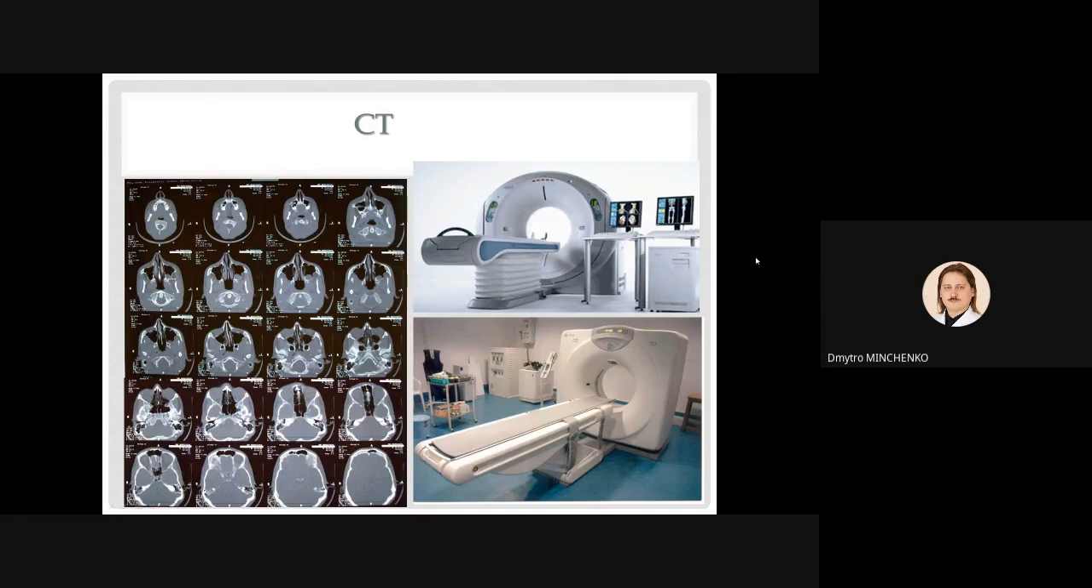So if the question arises, which procedure should I use? The first answer is, well, which one do we have at the hospital? If we have both, then we can talk about the certain advantages of using one or the other in certain situations.